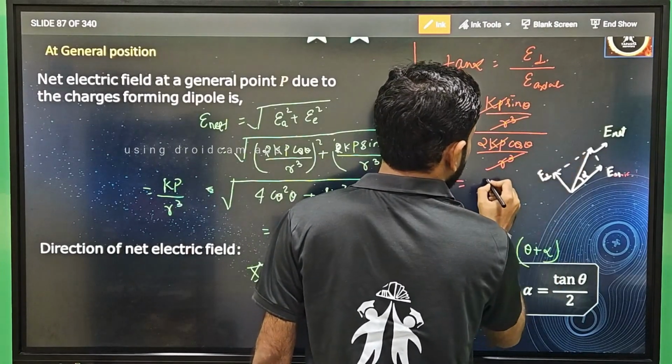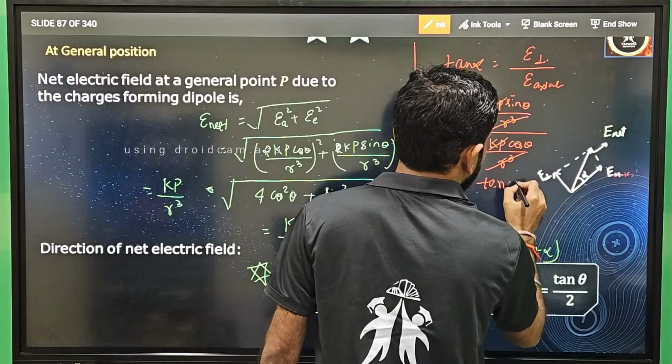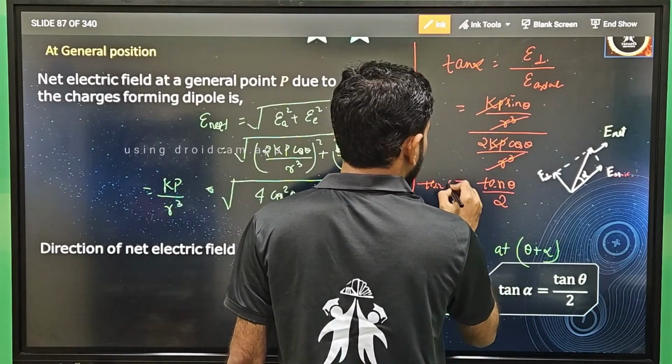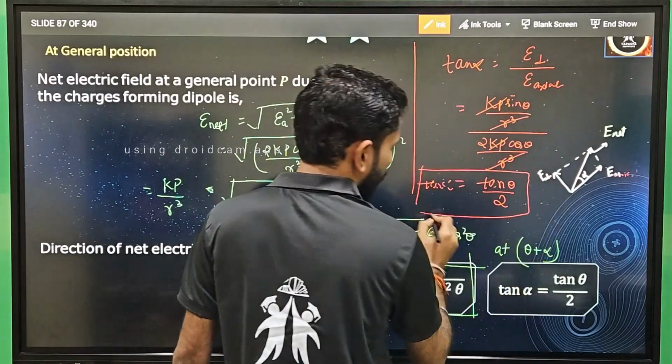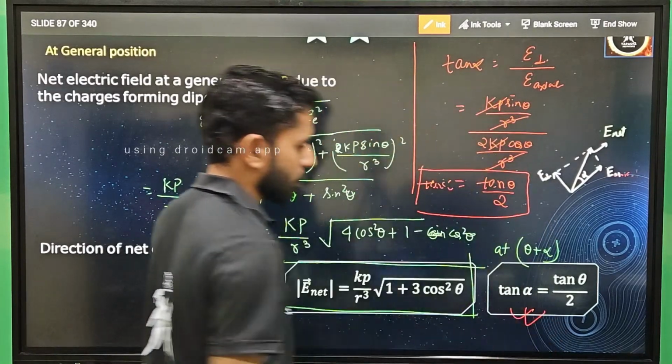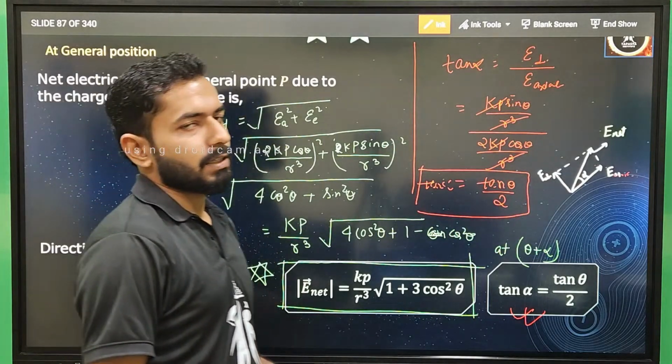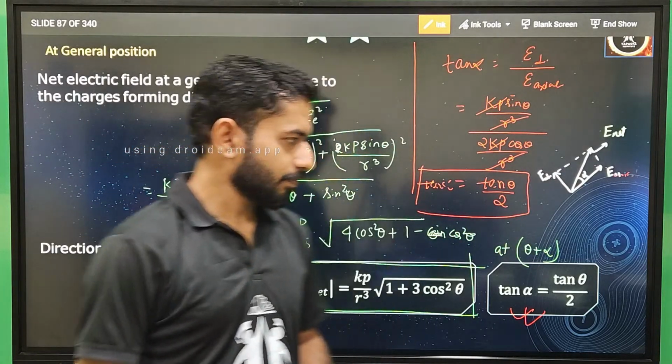What is the thing that is left? It will be left only tan of theta by 2, and here it is tan of alpha. Tan of alpha is equal to tan of theta by 2. That is what the equation is also written. So this is the final case for electric field that you have to calculate.